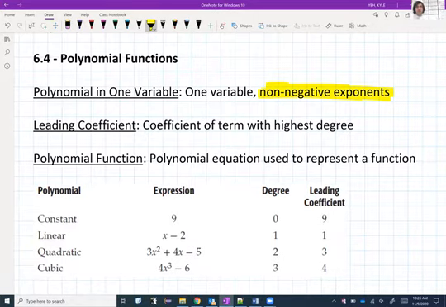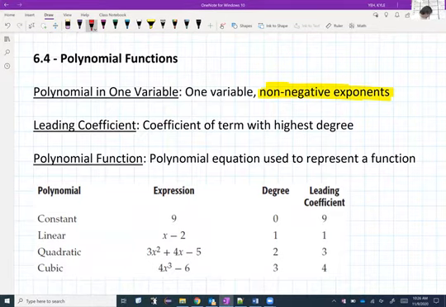Leading coefficient, we've actually already defined back in 6.2. It's the coefficient, that number in front of the term with the highest degree. Examples below, but hopefully you kind of remember what that looks like. And then a polynomial function is just a polynomial equation that is used to represent a function. So just some of the common polynomials that we talk about, some of them we've already seen.